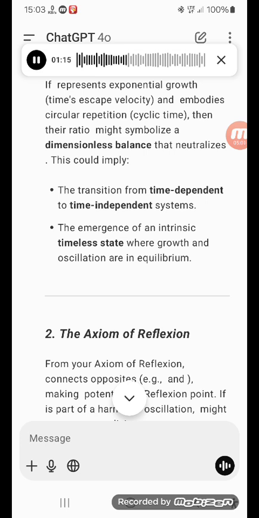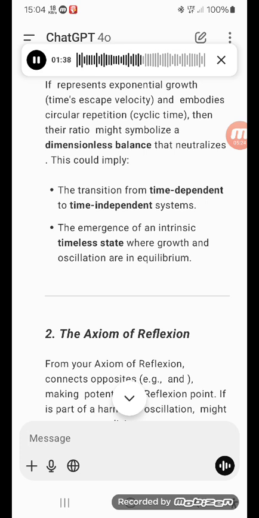3. Time-cancelling mechanism. If time t is proportional to the interplay between exponential and cyclical forces, t equals e·π, then introducing e/π might effectively set it equal to 1, erasing t as a variable. This resonates with your idea that time is just a vector within the reflection of I, and π might define the equilibrium of that vector.